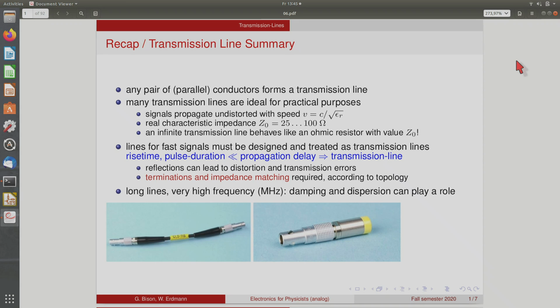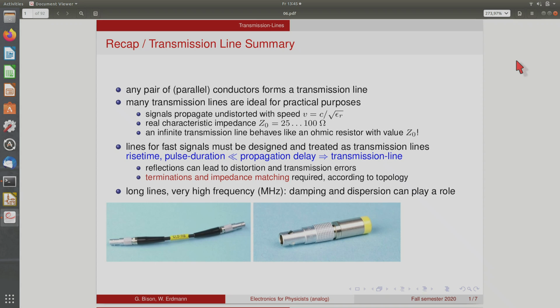So today we continue with the missing pieces from transmission lines and then switch to a new topic. So let me start by summarizing what we heard last week.